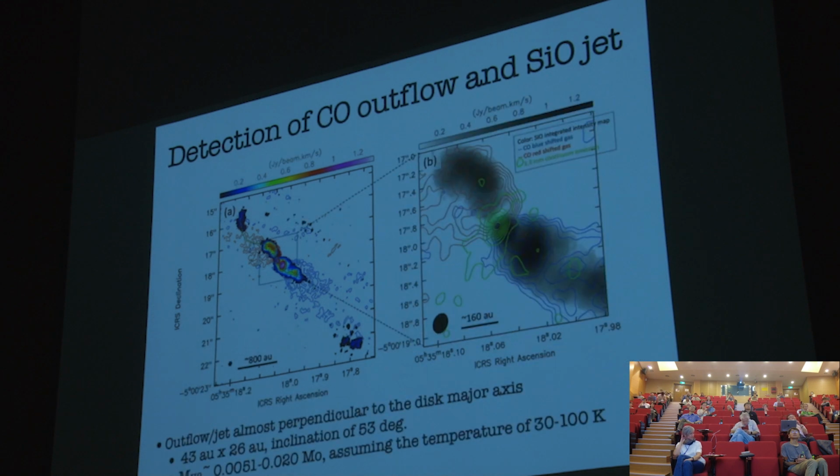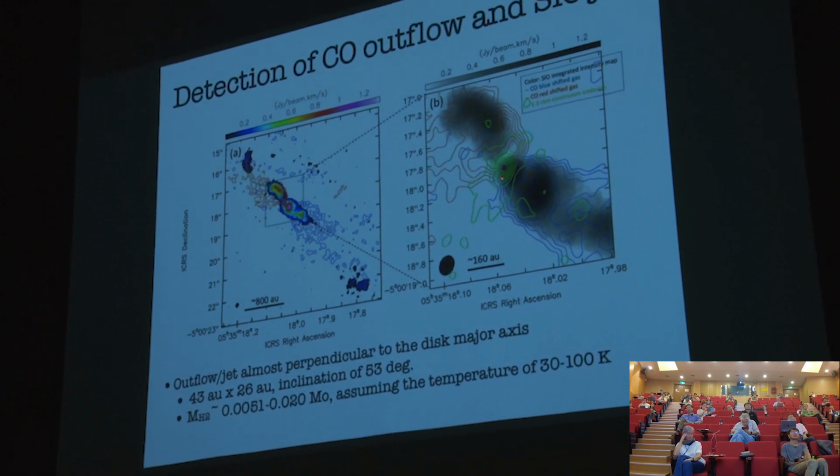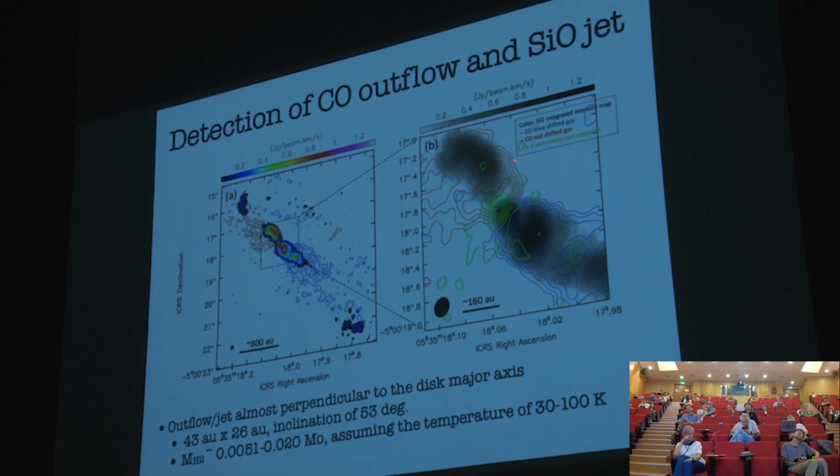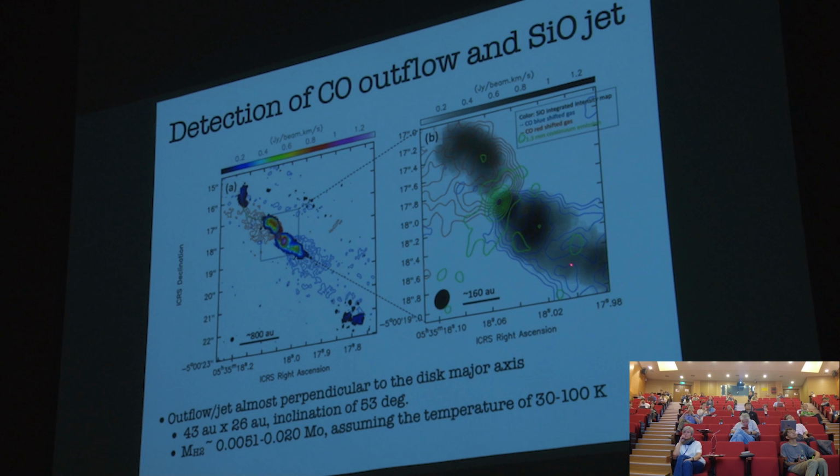Overlaying the 1.3 millimeter continuum emission, we also find a compact continuum emission, now spatially resolved, and this elongation is almost perpendicular to what we see in the outflow and jet. We used Gaussian fitting, and we found the compact component can be fitted with a very compact disk-like structure, which has 43 AU times 26 AU.